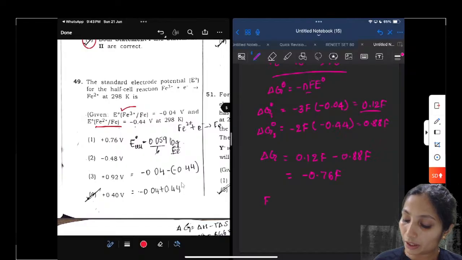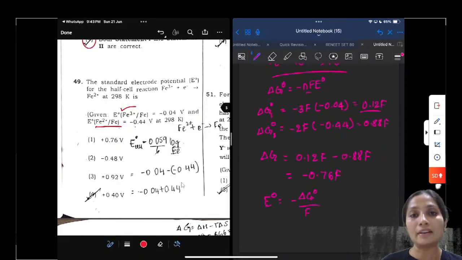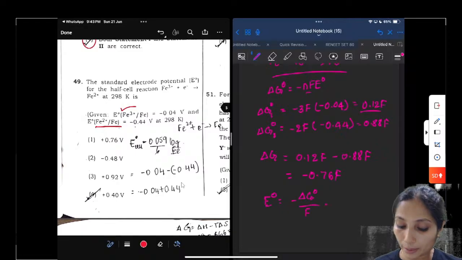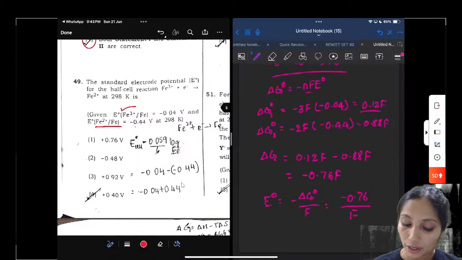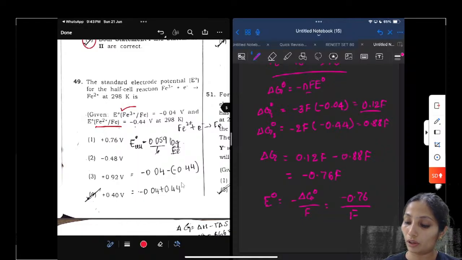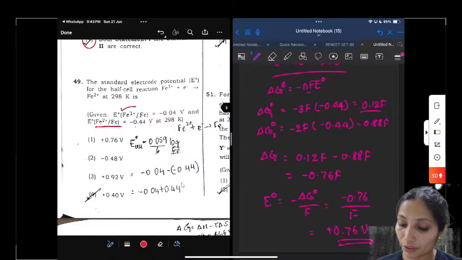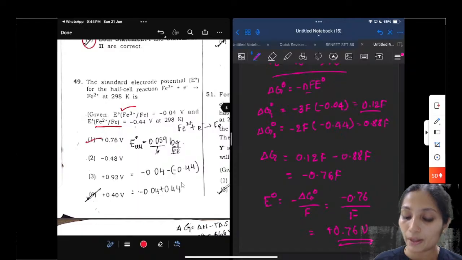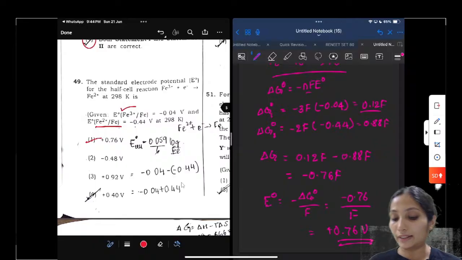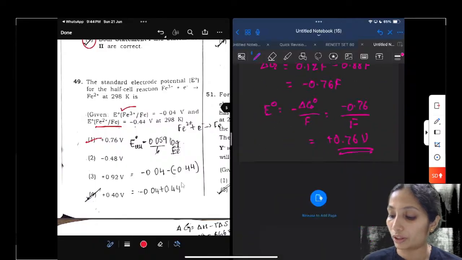So, calculate E naught. E naught is equal to minus delta G naught by nF, because here the n value is 1. So substitute: what is delta G naught? Minus 0.76 F divided by F. So, how much value will you get? If you solve this, you will get the value equal to plus 0.76 volt. In which option do we have this? That is option A. That means option 1 is correct in this one, the 49th question. This is how we will solve this question.